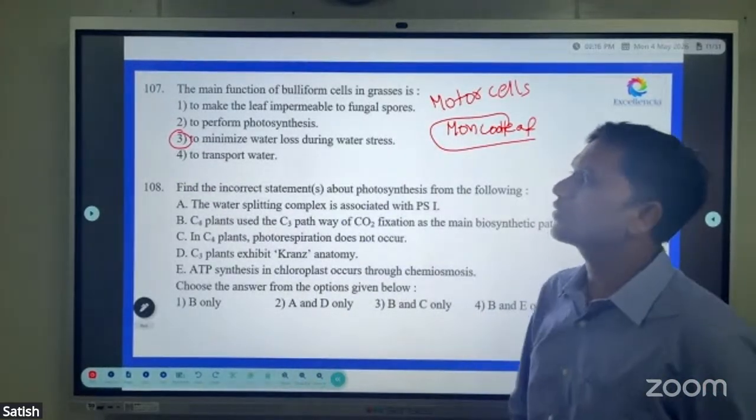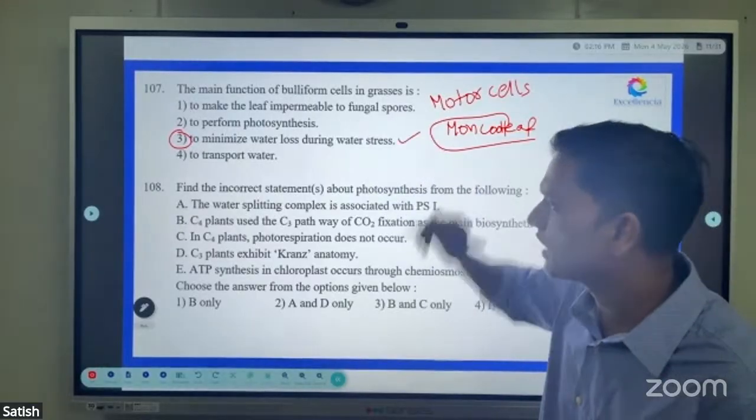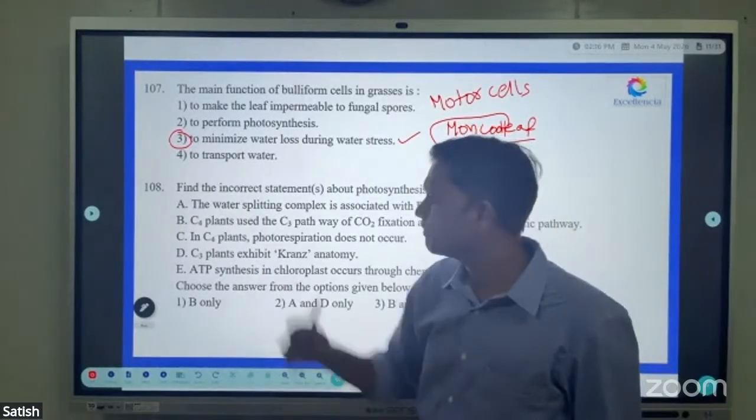So the answer for this question 107, it's a simple level A question. 3rd option is the correct answer. Next one, 108.